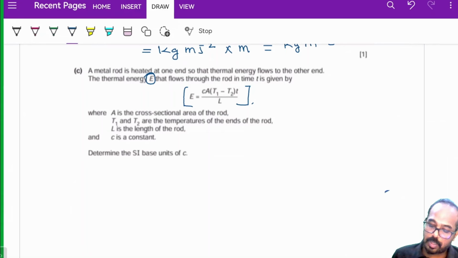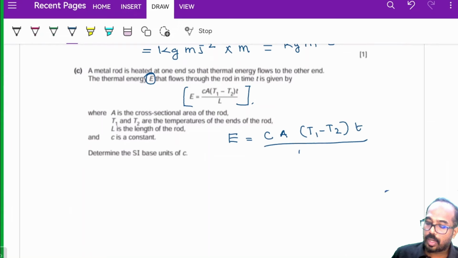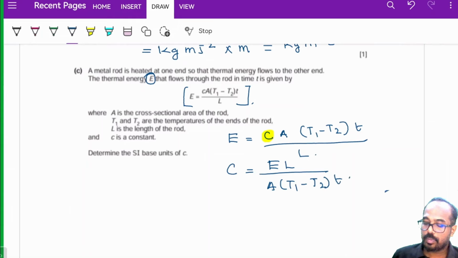SI base unit of C means what? You need to solve for C from this equation. The equation is E = C A (T1 minus T2) t upon L. So you need to solve for which term here? Because you want to find out the unit of C, make this the subject and rewrite the equation. C equals, cross multiply, E L upon A (T1 minus T2) into t, t will come down, right? A into (T1 minus T2) into t. So you got the equation for C. Now you can derive the units.